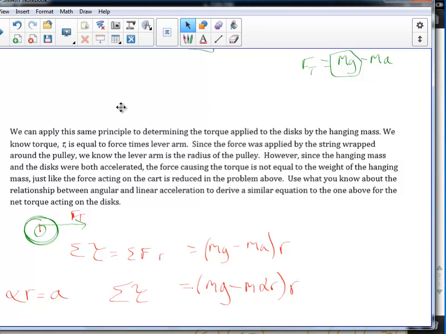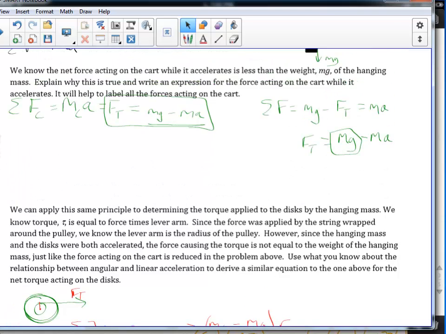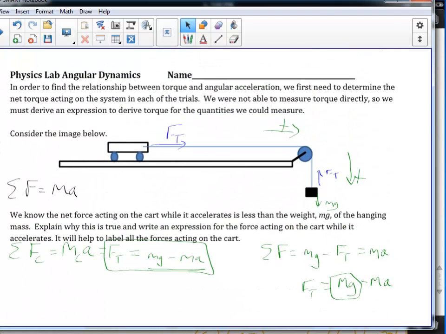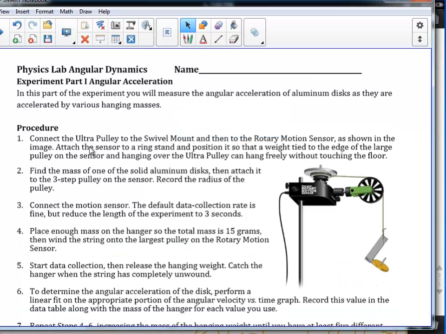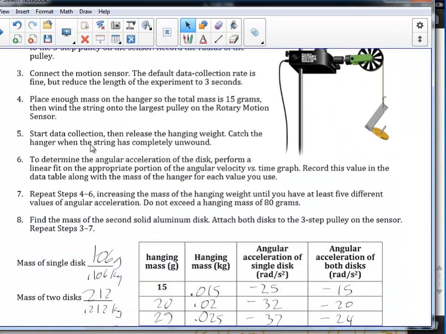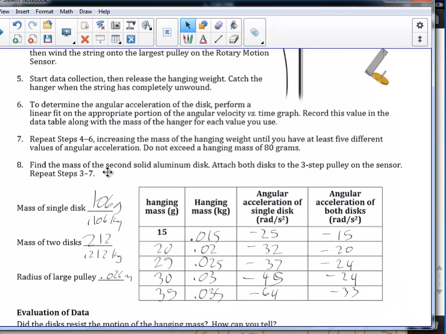Alright, so last time you were looking at this lab where you had to collect data for angular acceleration and mass, which we're actually going to convert into a force. Now, this is the issue. We actually didn't measure torque directly.